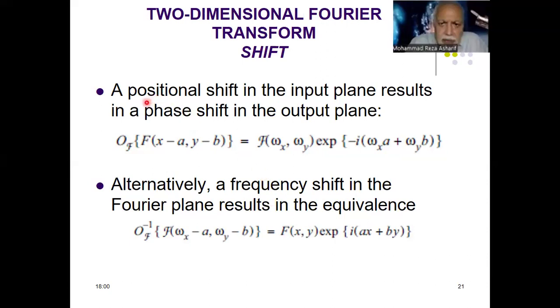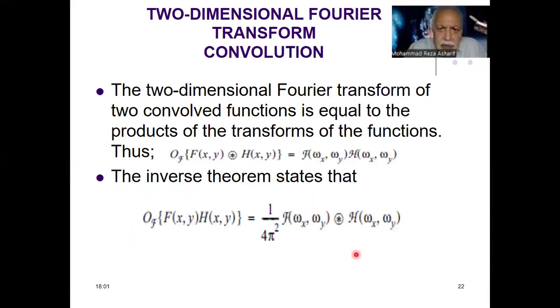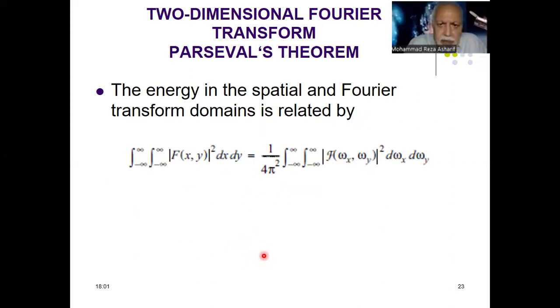A positional shift in the input plane results in a phase shift in the output. So the operator for x minus a, y minus a is this, and the alternative frequency shift is this. And for two-dimensional convolution, we have the operator F in the frequency domain being multiplication. And the inverse of the theorem is also stated like this.